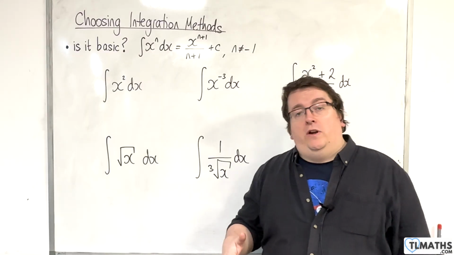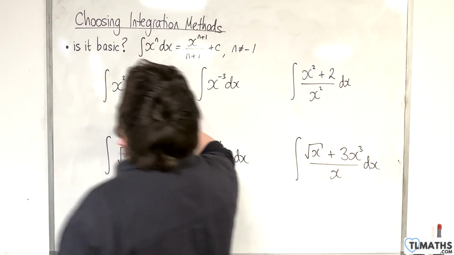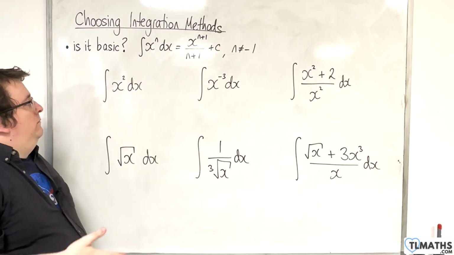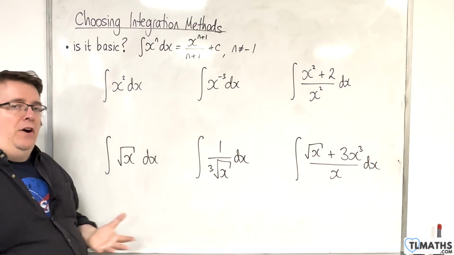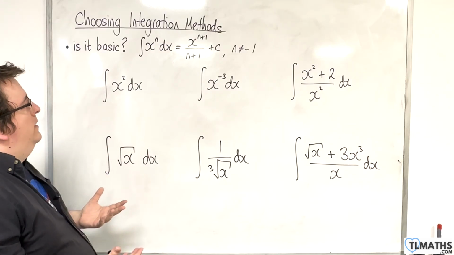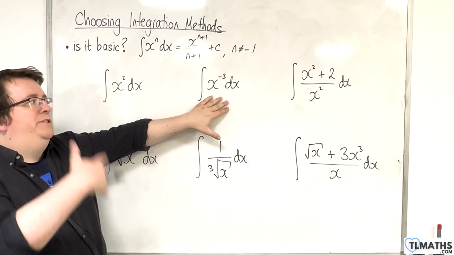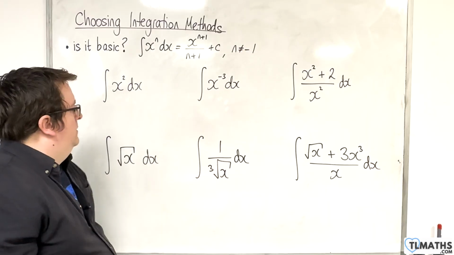So the first question we should ask ourselves is, is it basic? Is it of the form of x to the power of n, where n is not equal to minus 1? So for example, x squared. We can add 1 to the power, divide by the new power, x cubed over 3. If it's x to the minus 3, again, add 1 to the power, divide by the new power, x to the minus 2 over minus 2, plus c.